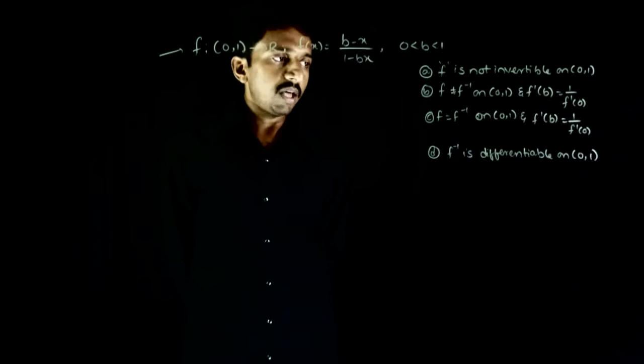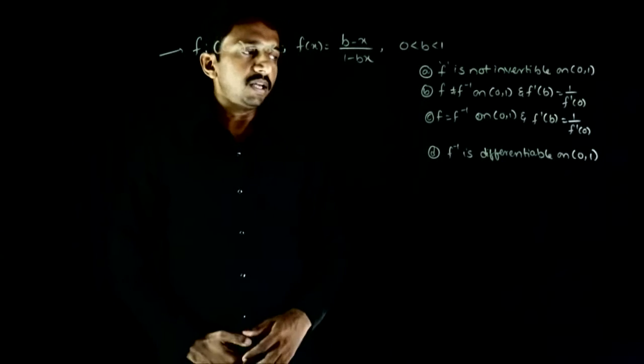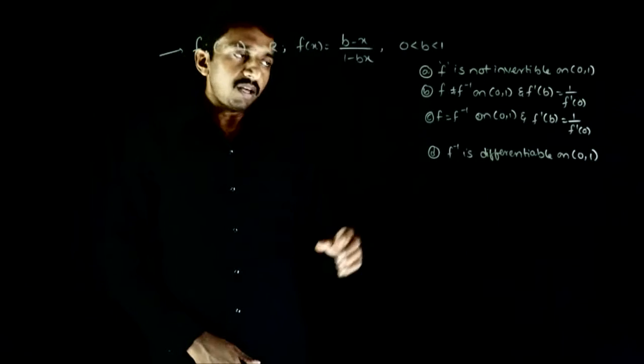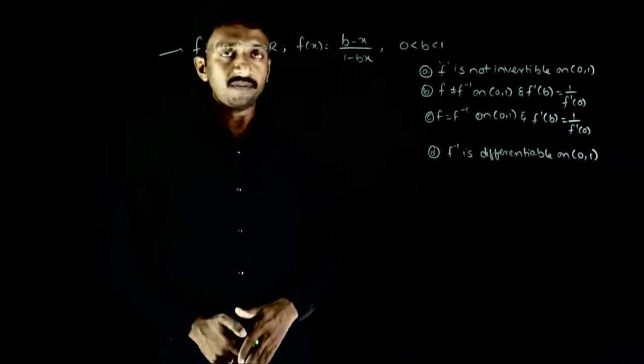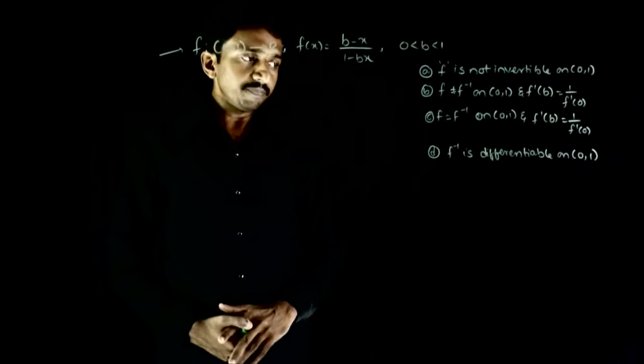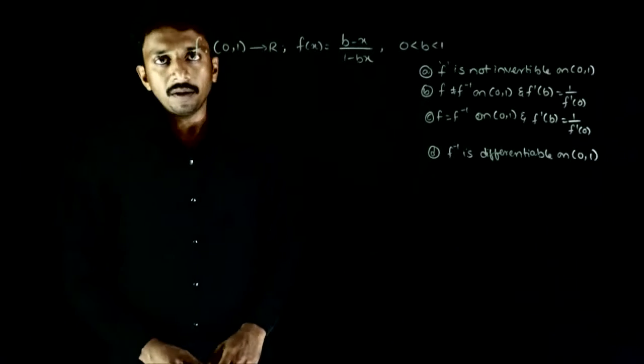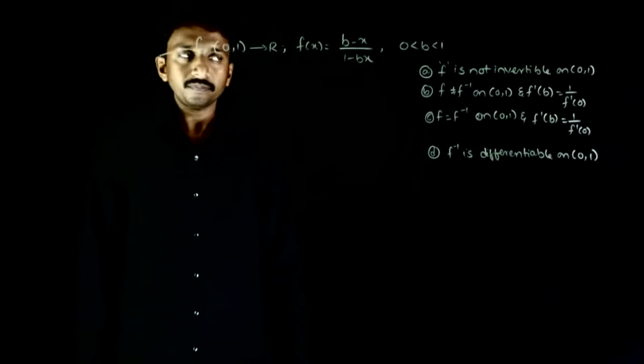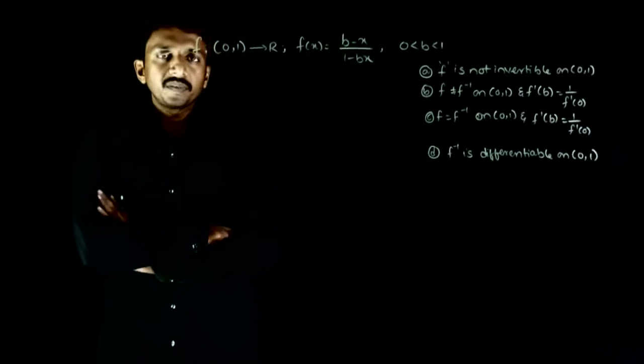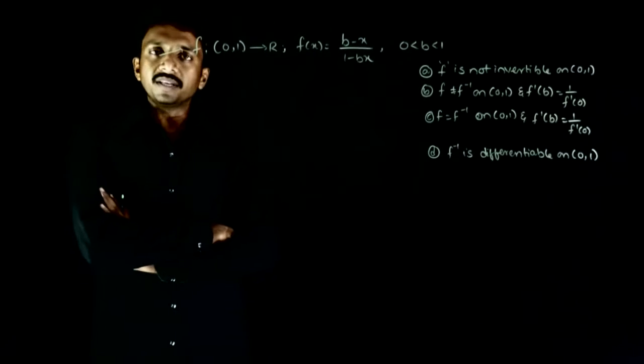F is equal to f inverse and f dash of b is equal to 1 by f dash of 0. F is not equal to f inverse and f dash of b is 1 by f dash of 0. f inverse is differentiable on 0 to 1. So आपको चार options हैं. So you have to choose between these options.